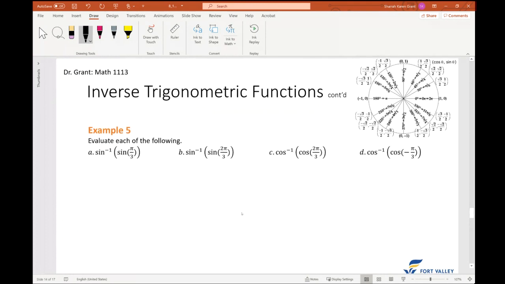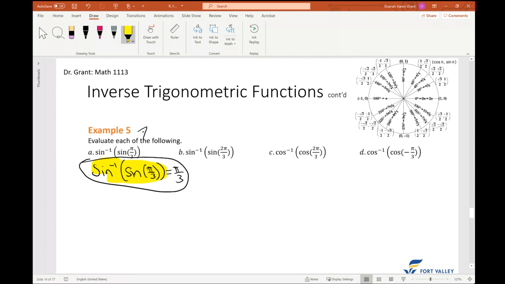All right, so now let's say we have this problem here. So we're trying to find sine inverse of sine of pi over 3. So if you look at pi over 3, well, pi over 3 is 60 degrees, and it falls between -pi over 2 and pi over 2. So that means that sine inverse of sine of pi over 3 is going to be equal to just pi over 3. Right? Just because it falls in that -pi over 2, pi over 2 range.